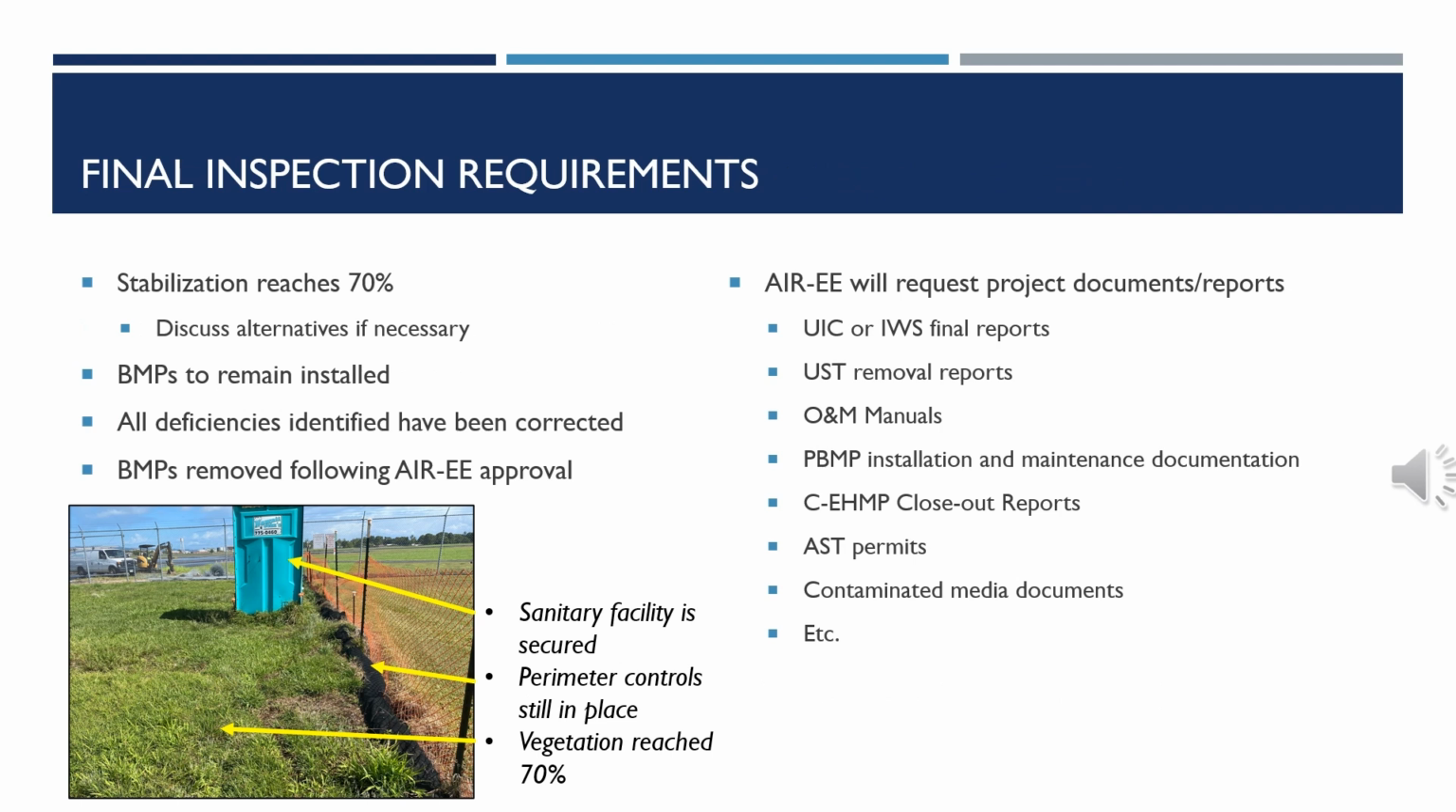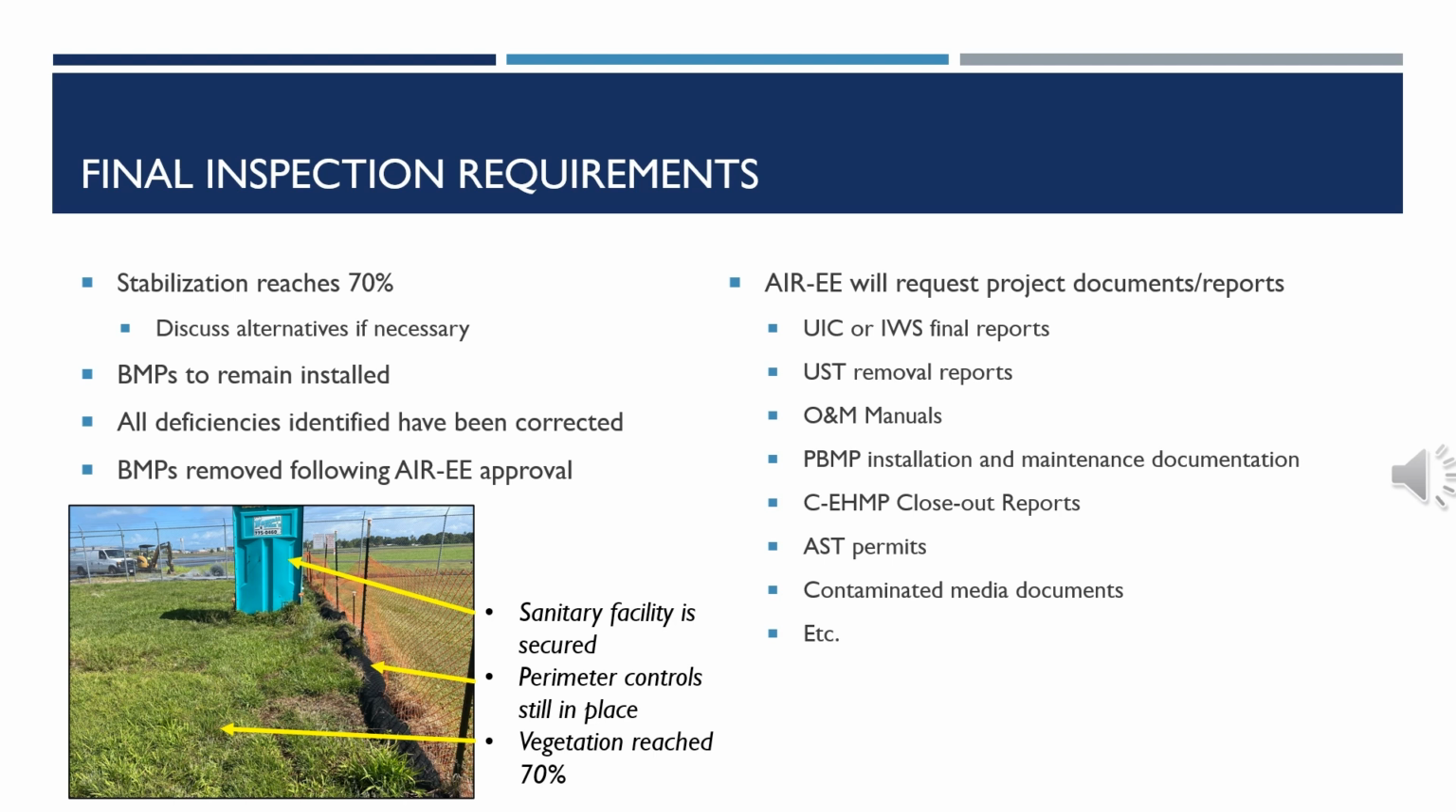Final inspection requirements. A final inspection may be requested from the project team once project activities have finished and disturbed areas have reached 70% stabilization. Note, projects in areas that do not receive much rainfall may find establishing vegetation difficult, especially during drier months in the summer season. Projects may need to utilize temporary irrigation systems if site conditions allow.